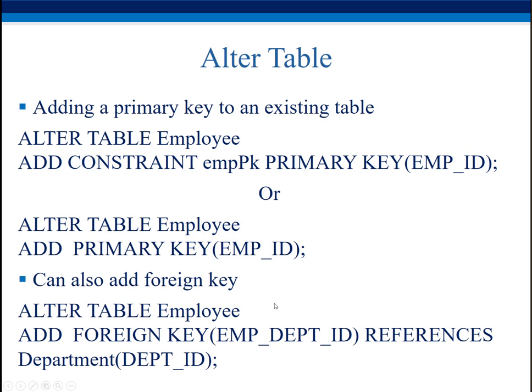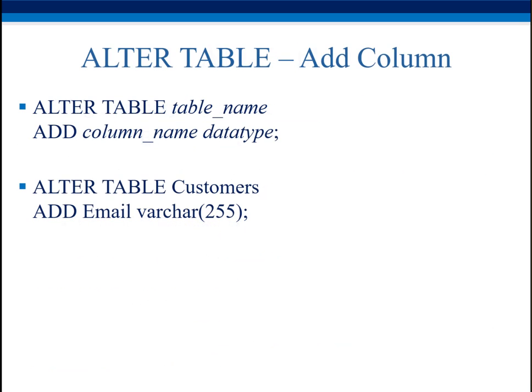And altering the table just allows you to alter the table. So here we're adding constraint. When you go, oh, I forgot to add the primary key, then you can also do alter table. You can add a foreign key. You can add a column, such as add email varchar 255. So all you're doing is alter table, the name of the table.